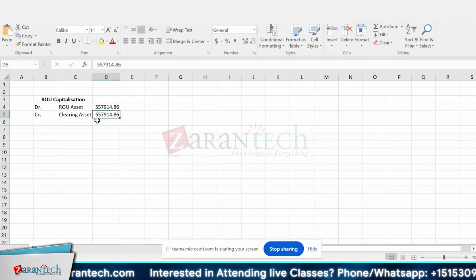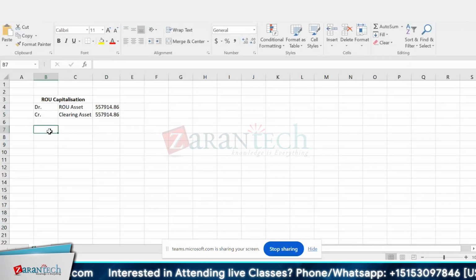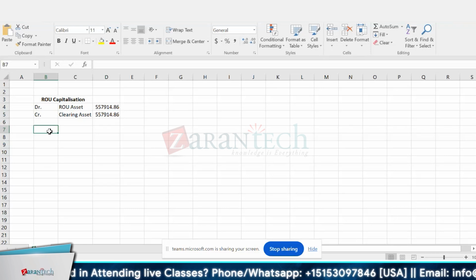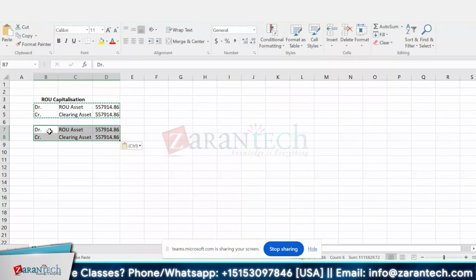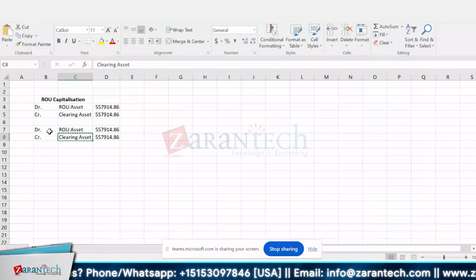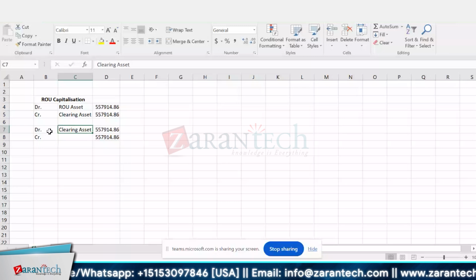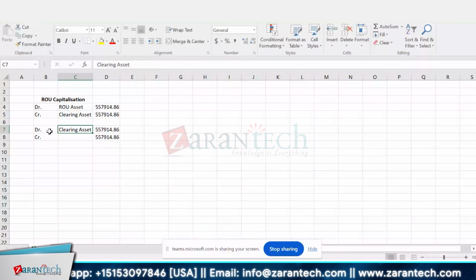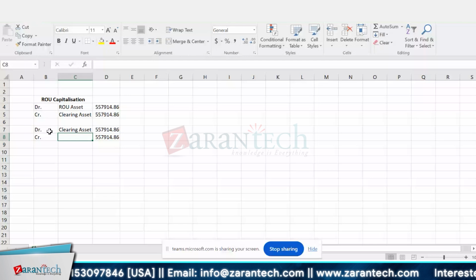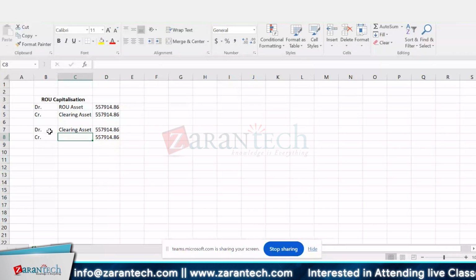Okay. So the very first entry will be your ROU asset account debit and your lease clearing asset account credit. Can someone tell me why exactly we are using the clearing account over here? Because currently we have not booked against the invoice and all. So first we routed the entry through the clearing account. After that, at the time of lease liability posting, we knocked off this asset clearing account.